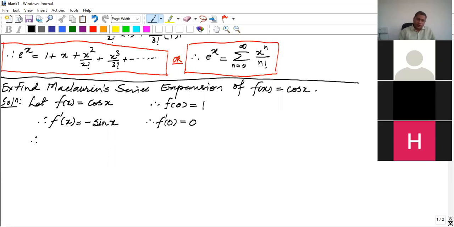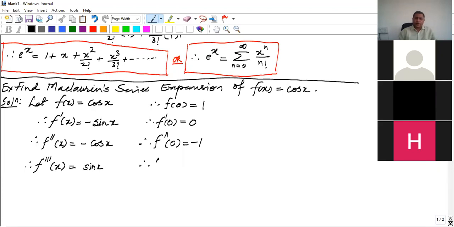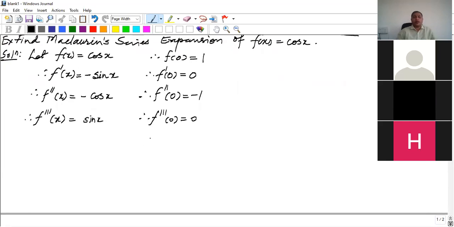Now we go for the next derivative, f double dash of x. What is going to be the derivative of minus sin x? Minus cos x, right? And hence f double dash at 0 is equal to minus 1. So f triple dash of x is equal to sin x, and hence f triple dash at 0 is equal to 0. So again this term is going to be 0, and that's why again this will not be counted. We cannot count this term because we want non-zero terms.